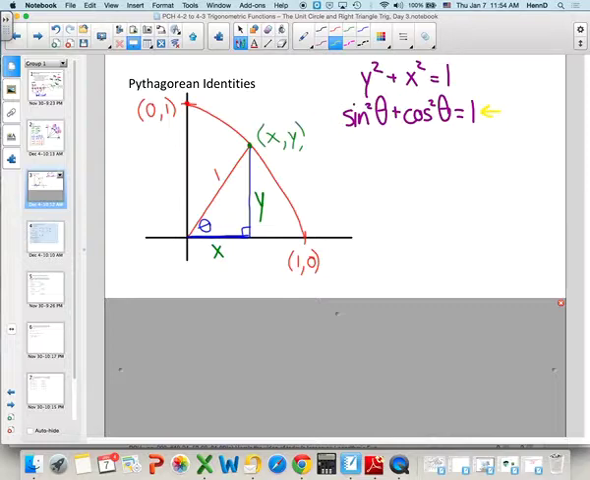So, let's see how we're going to derive the second one. To derive the second one, I'm going to get a 1 right here where the cosine squared is. So I'm going to divide by cosine squared.